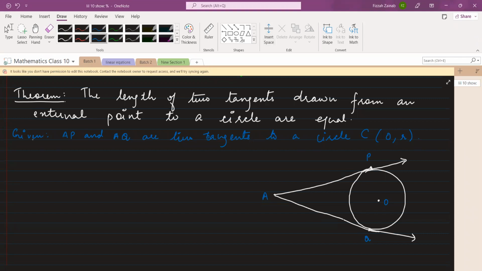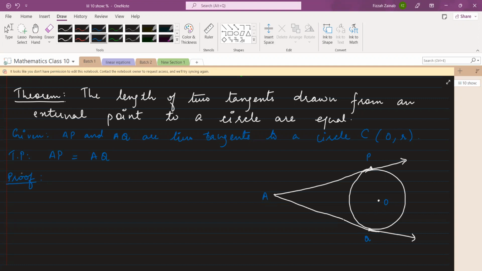Okay, fine. So we are doing the proof of this theorem. To prove, we have to prove that the length of tangent AP is equal to AQ, right? From the same point, the length will be equal. We have to prove it. Now let's do the proof.